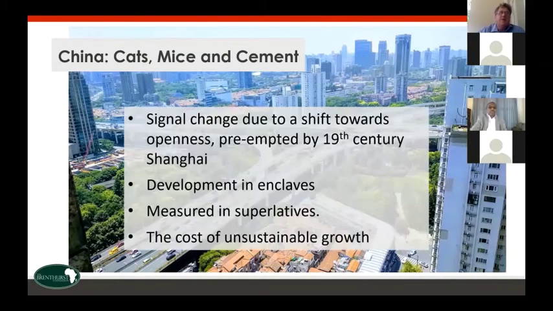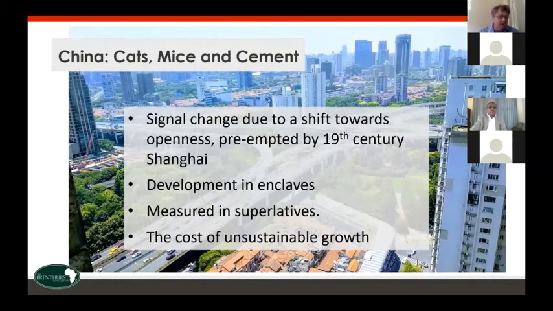And it's a country which is continuously measured in superlatives. And because it's measured in superlatives by many in Africa who benefited from exposure to this model, they often forget where it comes from. This was a story of development in enclaves.